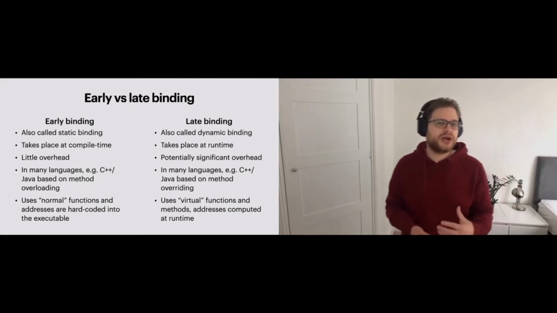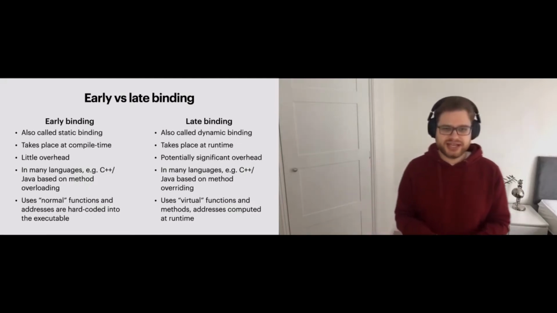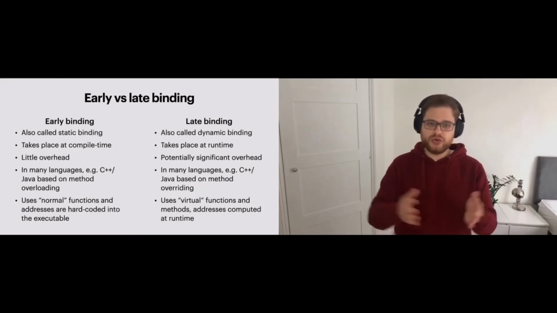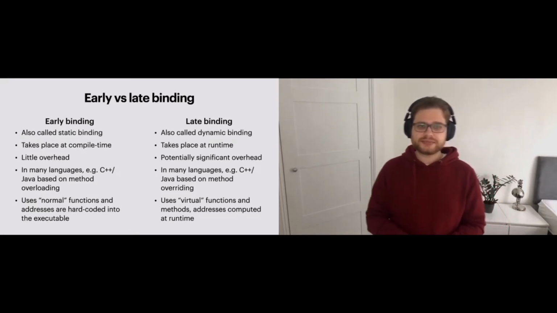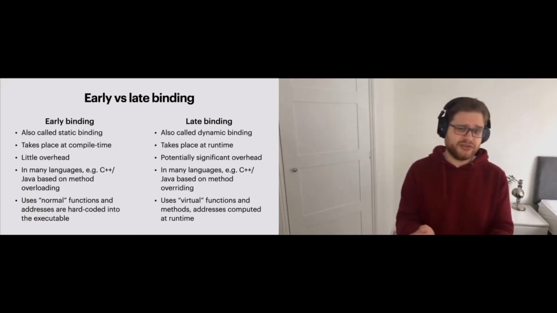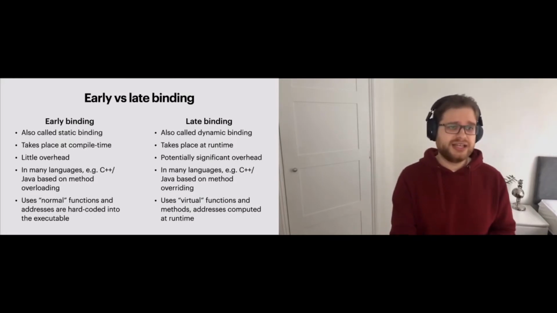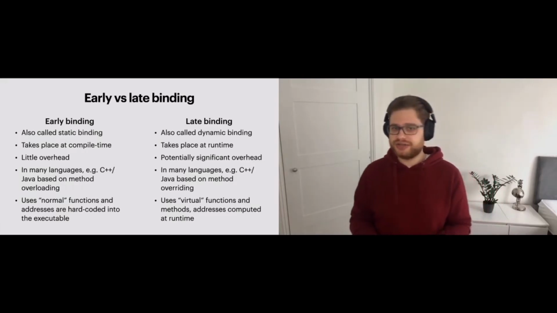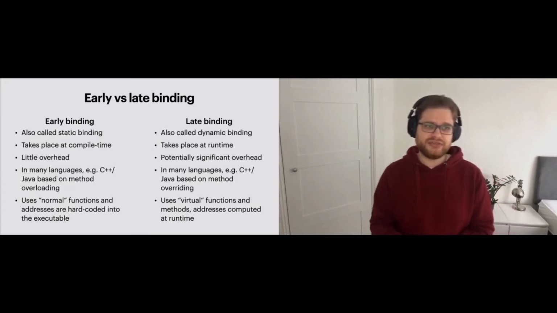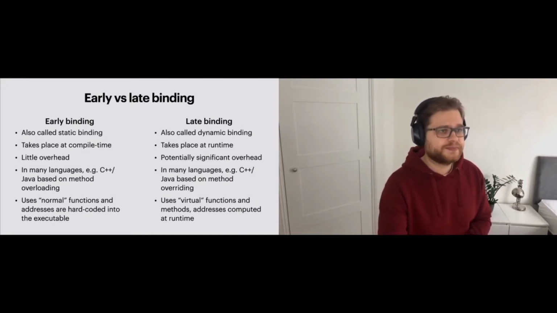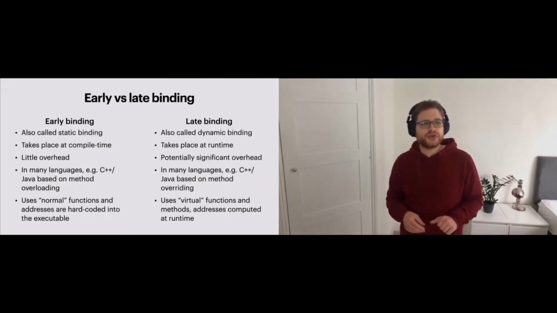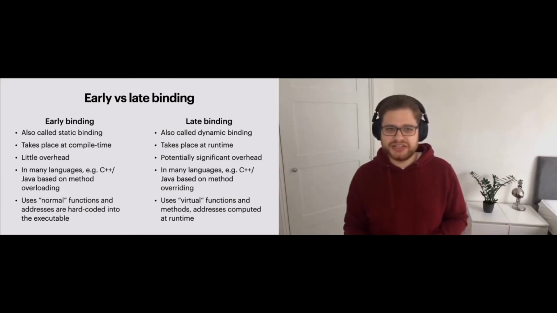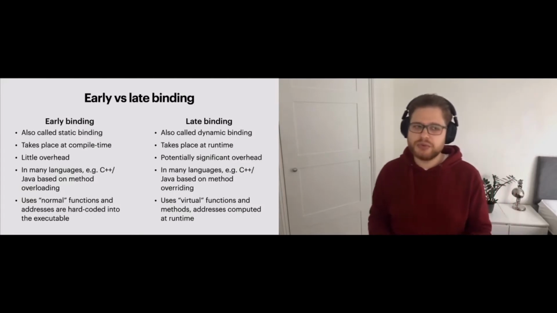So as you can see, this way of doing things potentially has much more overhead, since every time you call a function, you have to go through all of this resolving. In many languages that offer both kinds of bindings, this is encoded using overriding or virtual functions and methods. And as I said, the address is computed at runtime. So far, this late binding seems like a fairly bad idea, right? It's just more expensive. So why would we want to do it?